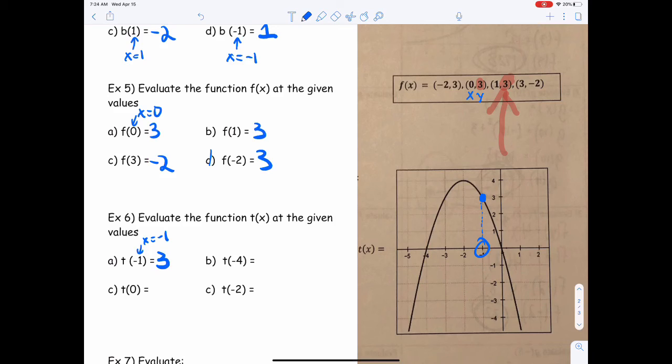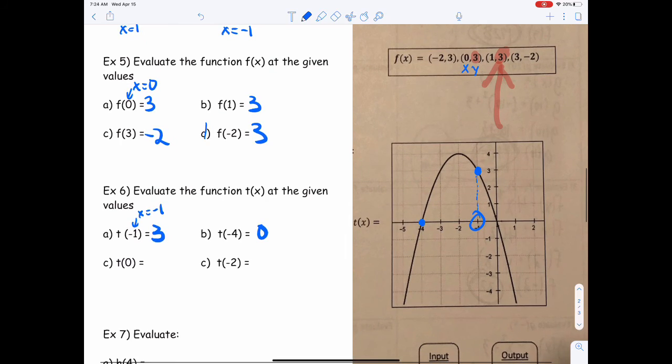T of negative 4, go to where x is negative 4. That's right here. And look, we're already at a point, and that y number is 0. T of 0, that's right there. You'll also get 0 for that. And then t of negative 2 is right here. Go to where you hit the point. You'll get 4.